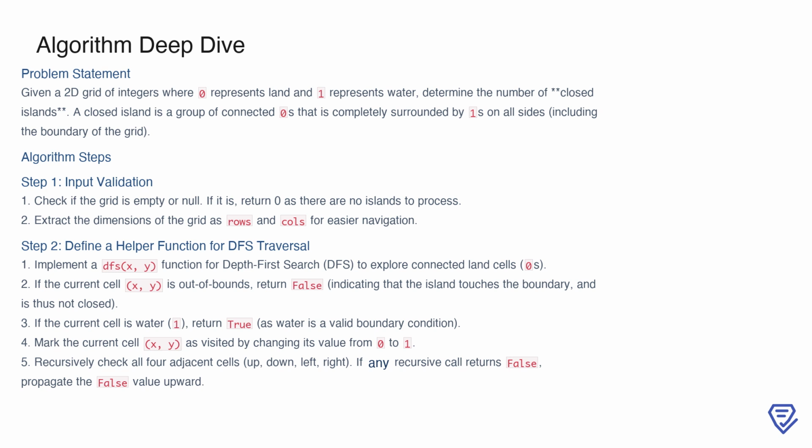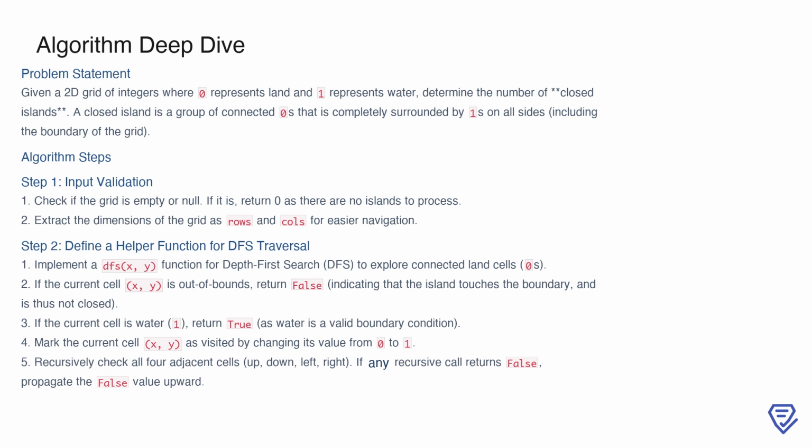First, we validate the input. If the grid is empty or null, we immediately return 0 since there are no islands to process. Next, we extract the number of rows and columns from the grid, which will be useful for navigating through it. Then, we define a helper function using depth-first search, or DFS, to explore connected land cells.